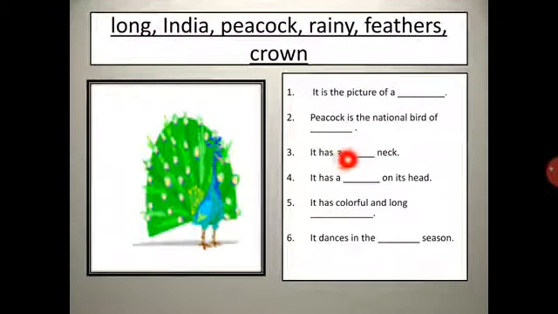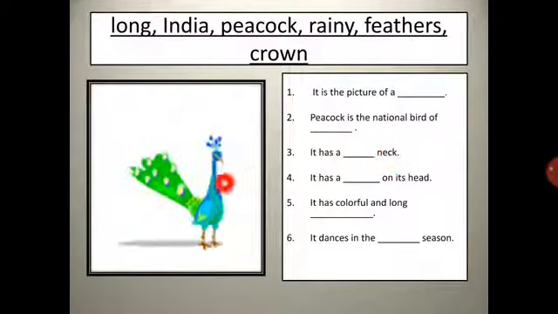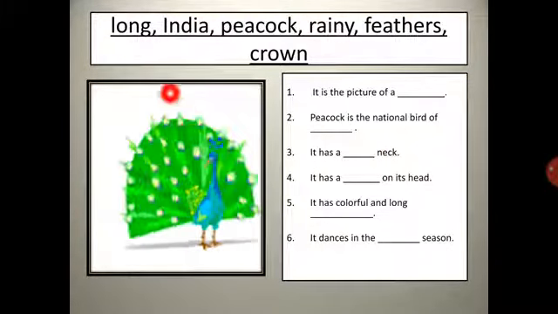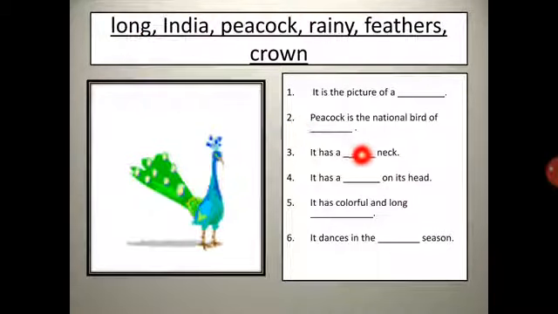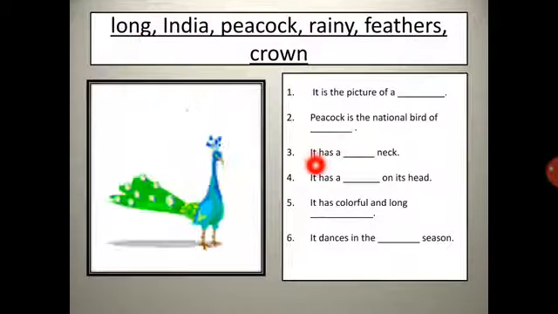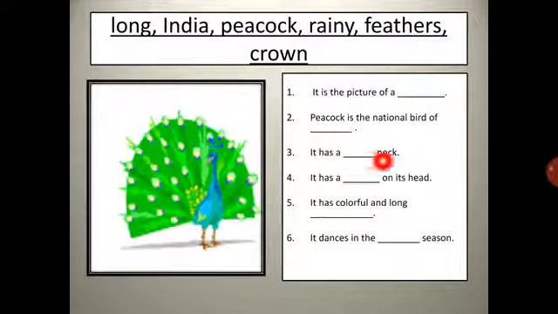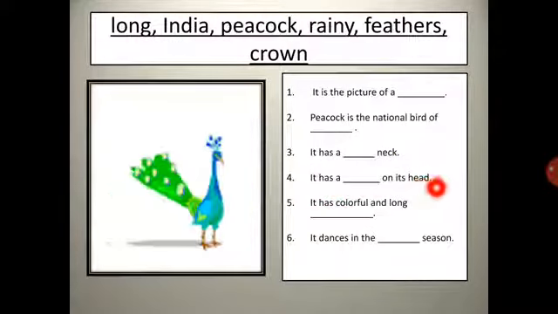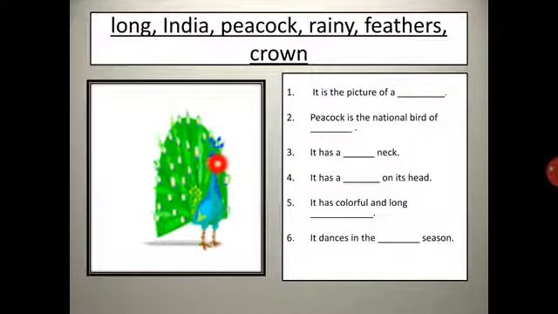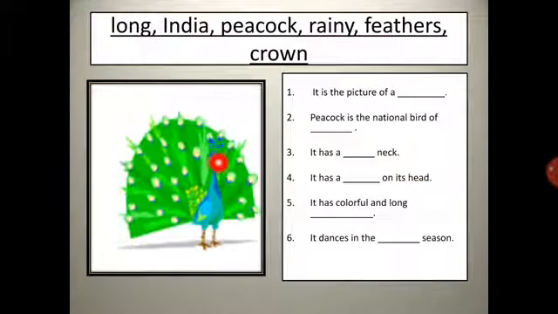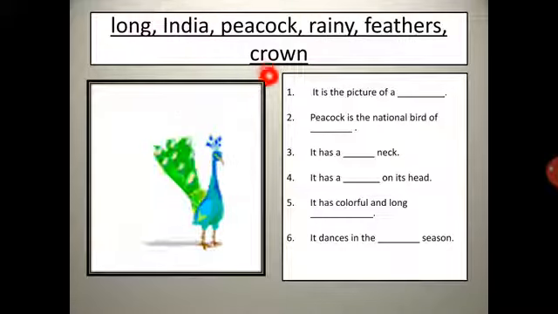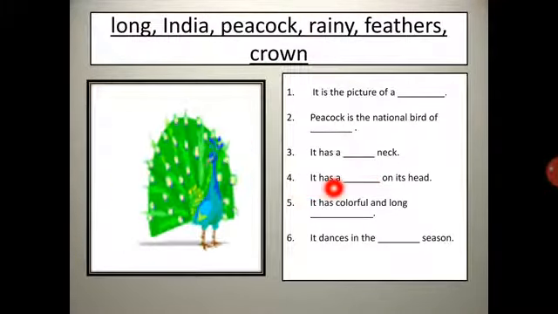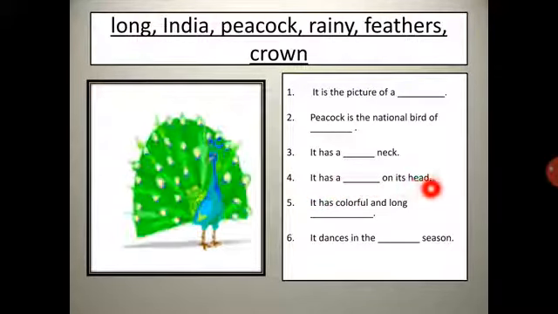Now it has a dash neck. So the neck, it has a long neck. So long you will write here. So the statement will be it has a long neck. Now the fourth one, it has a dash on its head. So on its head you can see what it is. Yes, it is a crown. So crown you will write here. So the statement will be it has a crown on its head.